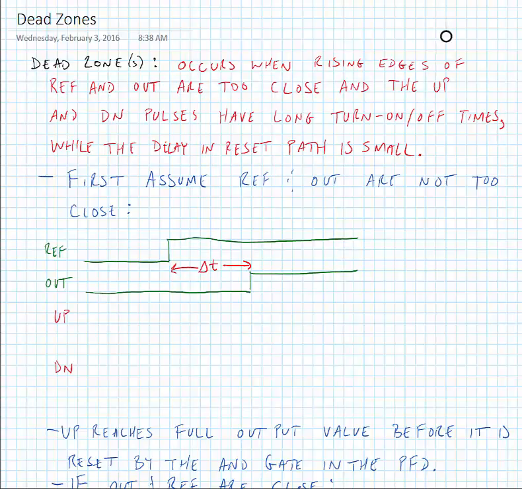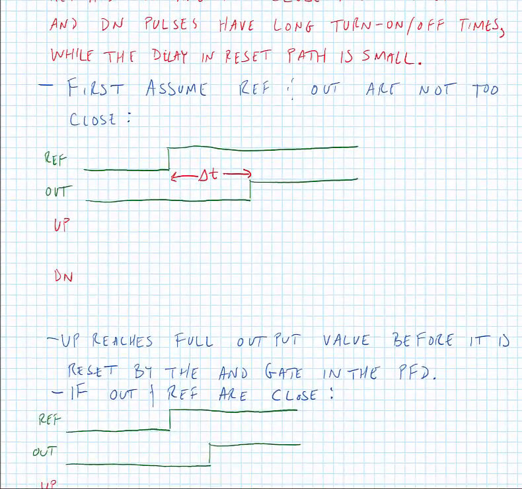So let's first assume that the reference and output are not too close together in time. So here I've drawn a reference pulse and the output pulse, and we've exaggerated the scale a little bit, but we have a relatively large delta t. And what happens here is that our up pulse doesn't start until the reference hits. Now the up pulse hits, and then it reaches its logic maximum and saturates.